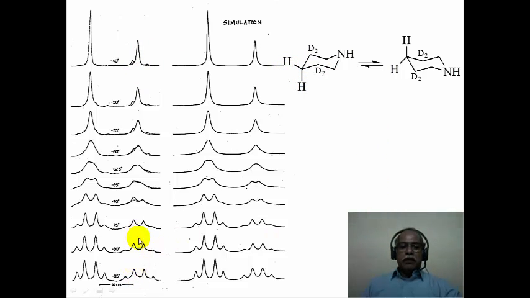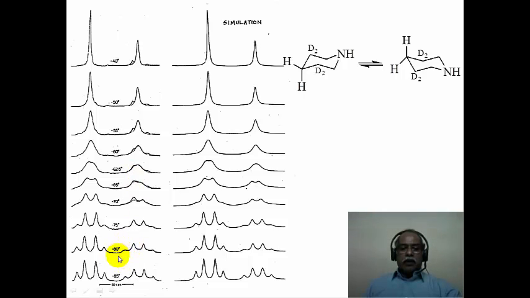Now, such a dynamic process can also be simulated by computer, by putting in appropriate rate constants for the processes, and essentially one can simulate not only the low temperature and high temperature spectra, the line broadening at the intermediate levels can also be precisely simulated in the NMR spectrum. And these are the simulated NMR spectra, and this corresponds to the experimental NMR spectra at various temperatures.